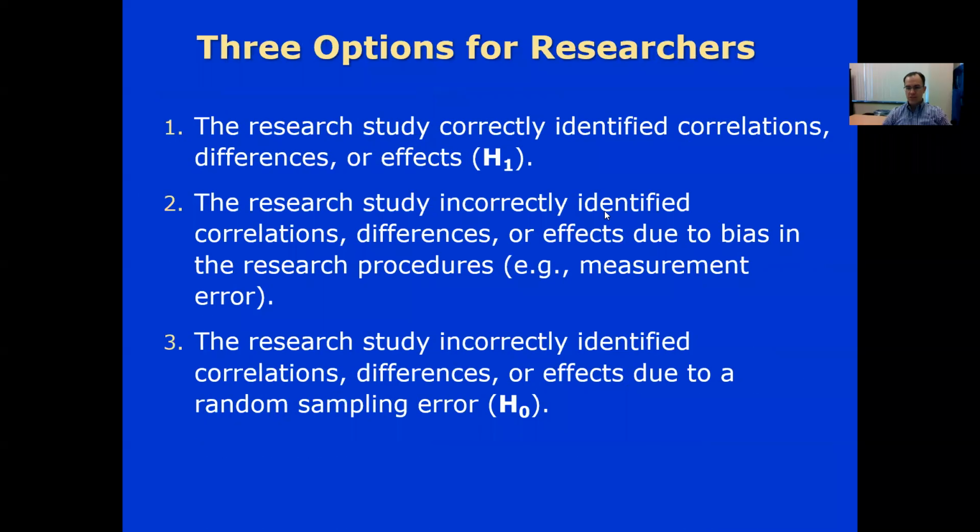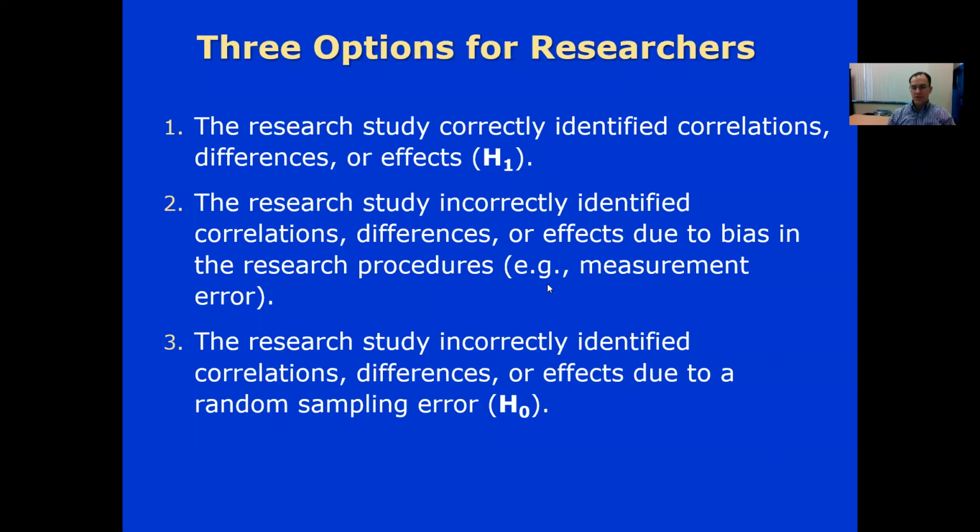There are three options for researchers when determining the outcome. The first is the research study correctly identifies the correlation, differences, or effects. In other words, the alternative hypothesis was shown to be, or was supported by, the research study. So you might have indicated that there might have been an increase or decrease, and your research protocol showed that to be the case. So that'd be where the alternative hypothesis was correct.